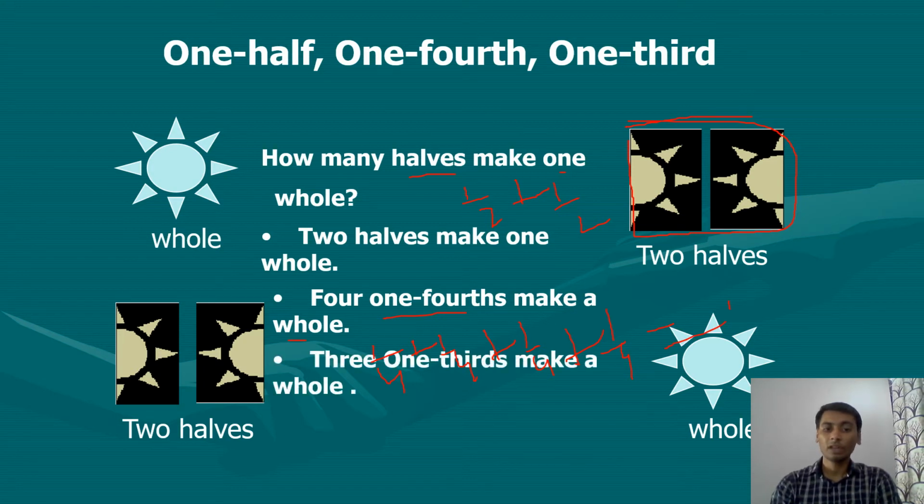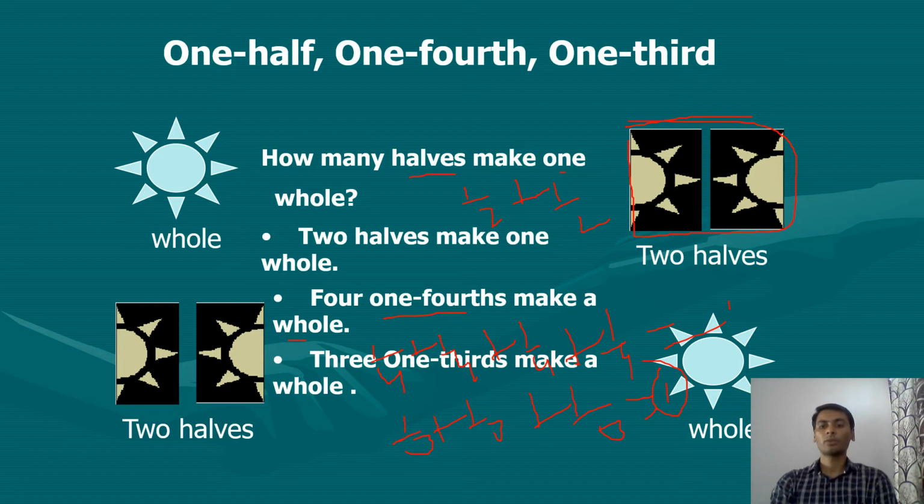And how many one third will make one whole? One third, that means three parts. That is 1 by 3 plus 1 by 3 plus 1 by 3, that is 3 times will make one whole. That means if we join three parts, one third plus one third plus one third, these will make the one whole. In this way we can make one whole by adding two halves, four fourths and three one thirds.